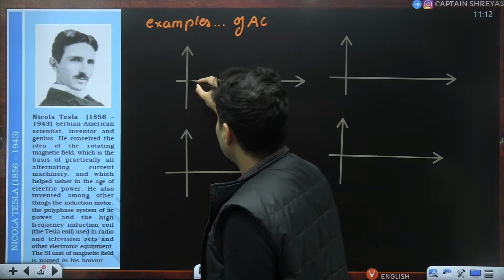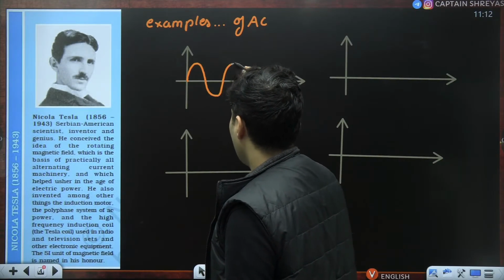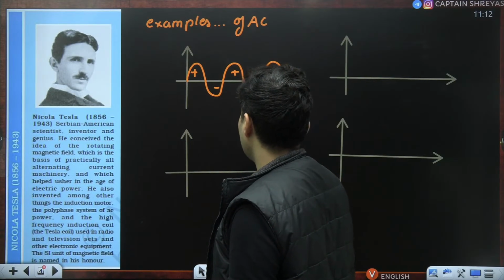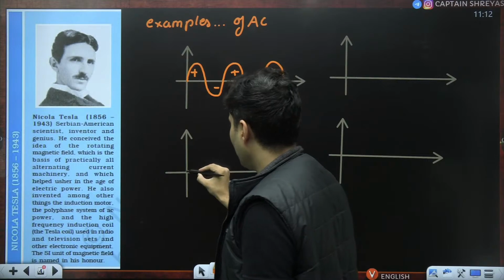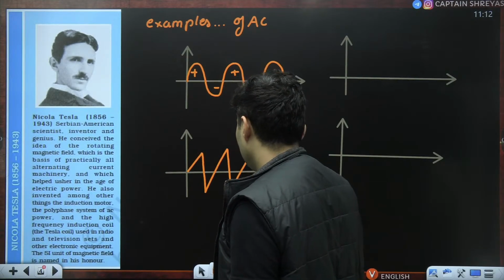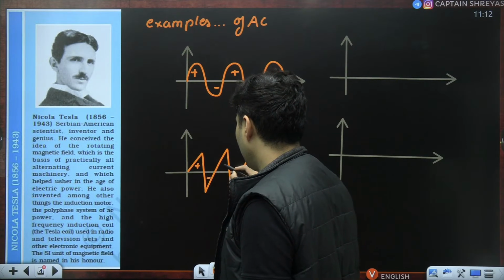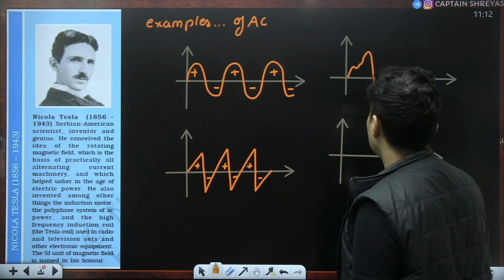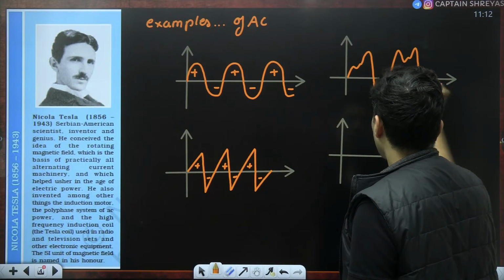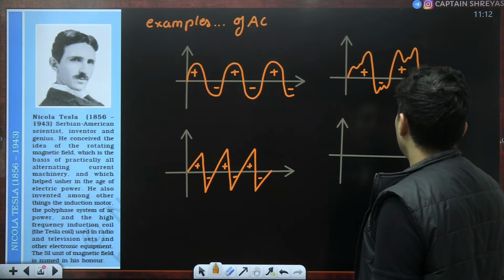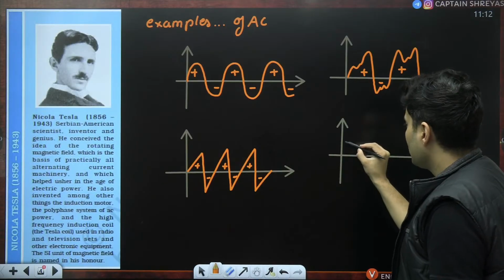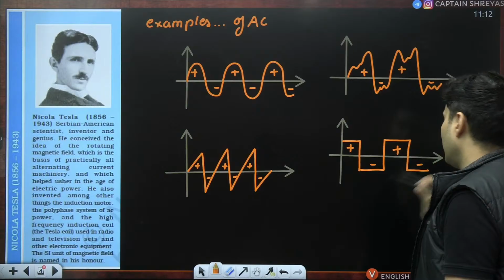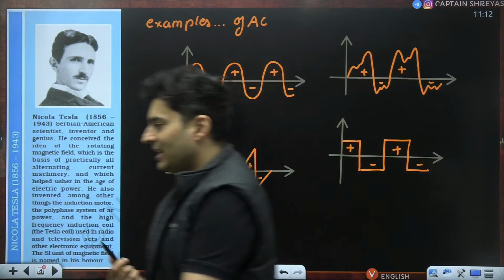So imagine something like this: up, down, up, down, up, down. One's positive, one's negative, one's positive, one's negative. Or like this: positive, negative, positive, negative. Or something like this: positive, negative, positive, negative. Or maybe just like this: positive, negative, positive, negative.